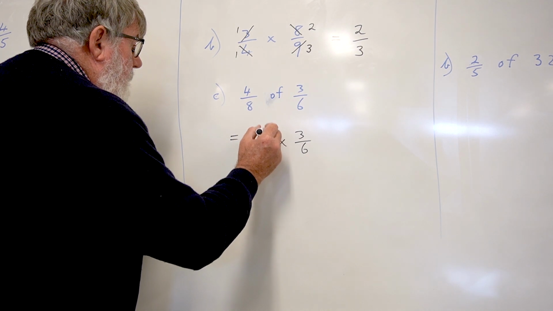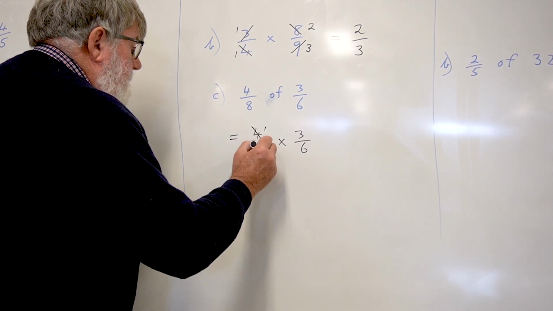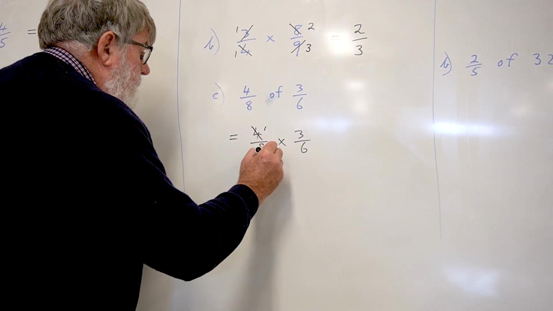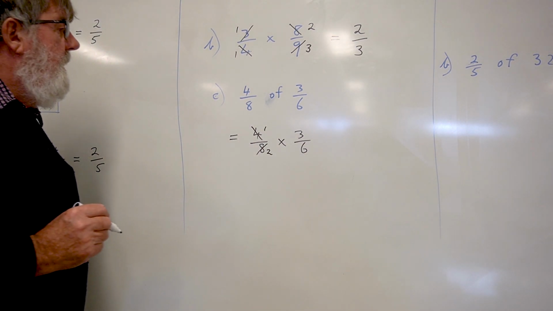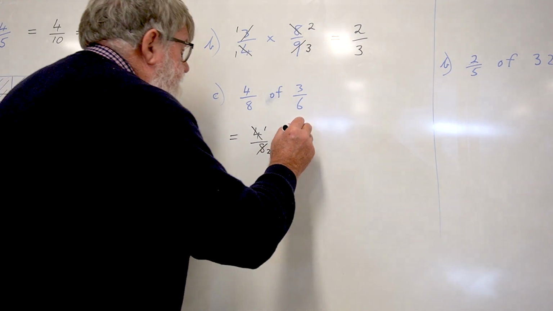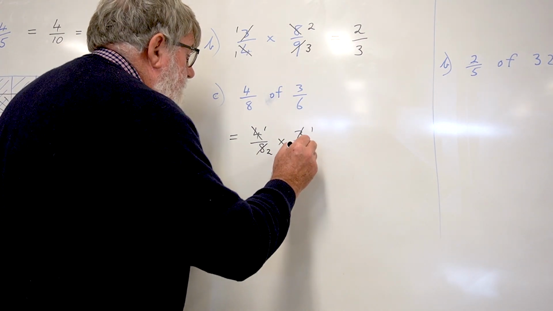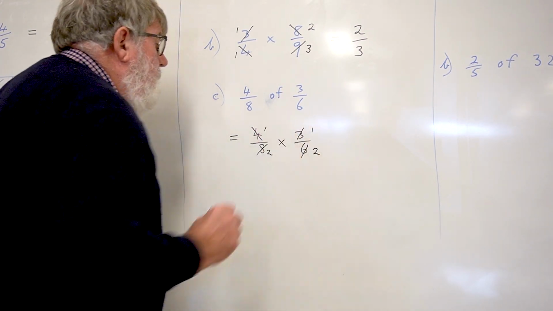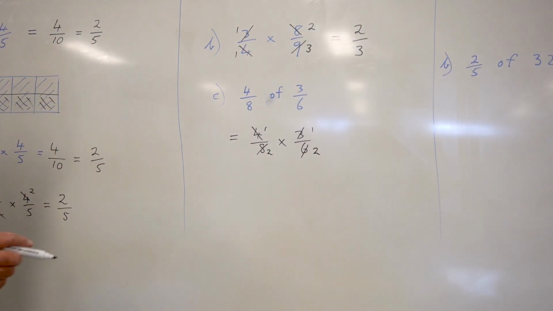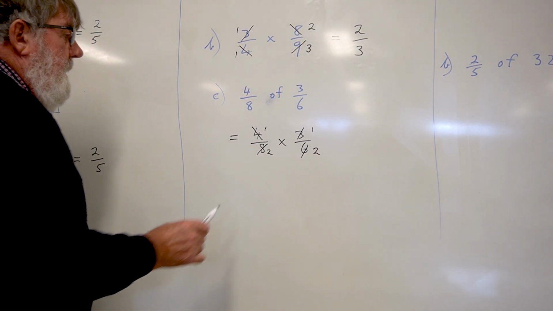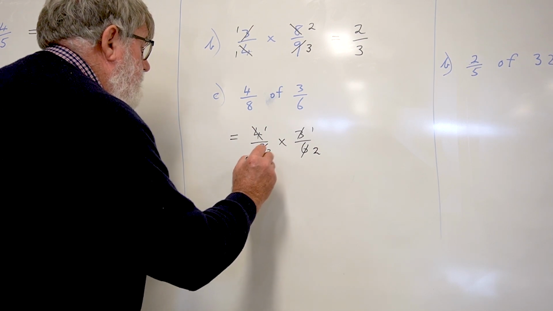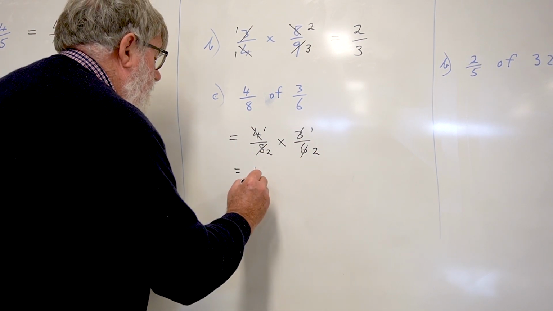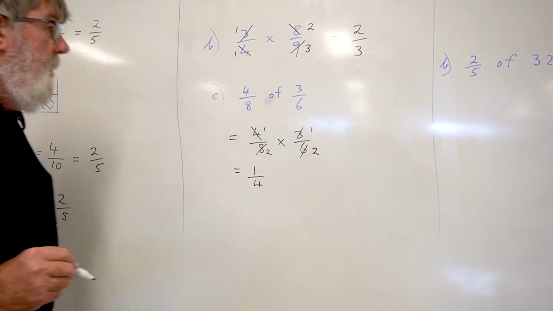How many 4's in 4? 1. How many 4's in 8? 2. What about the 3 and the 6? How many 3's in 3? 1. How many 3's in 6? 2. And I now have a very simple multiplication again. 1 times 1 is 1. 2 times 2 is 4. My answer is 1/4.